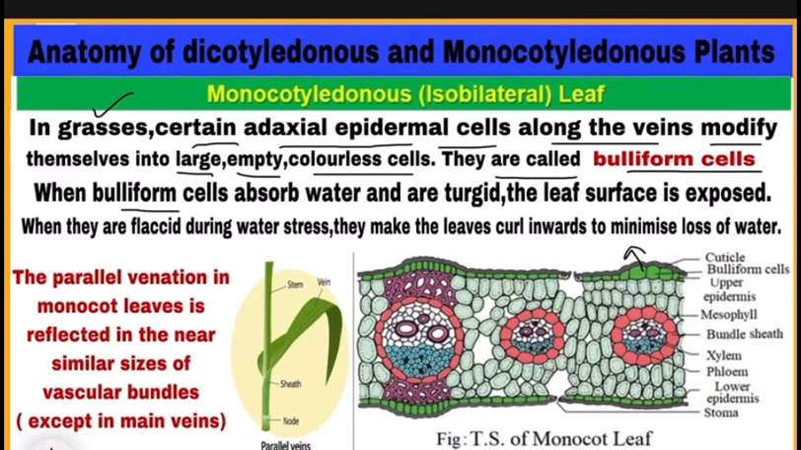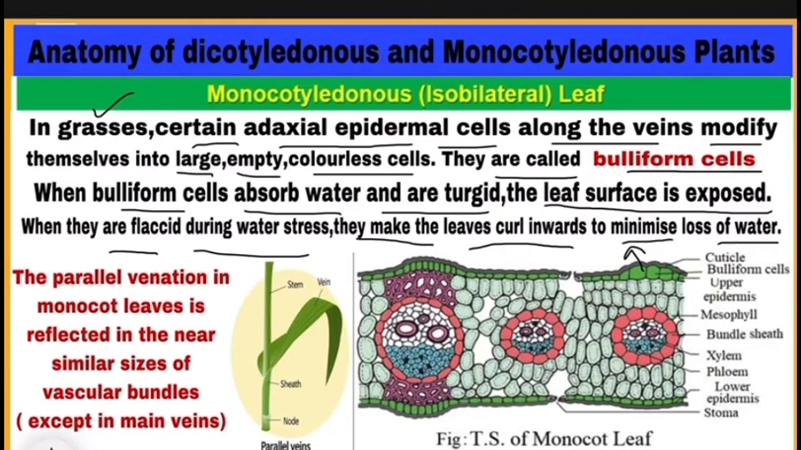When bulliform cells absorb water and are turgid, जब bulliform cells water को absorb कर लेते हैं और turgid हो जाते हैं, then the leaf surface is exposed. And when they are flaccid during water stress, और जब water की कमी होती है, वो flaccid हो जाते हैं. They make the leaves curl inwards. Leaves अंदर की तरफ curl हो जाती हैं to minimize loss of water, ताकि loss of water को कम कर सके.